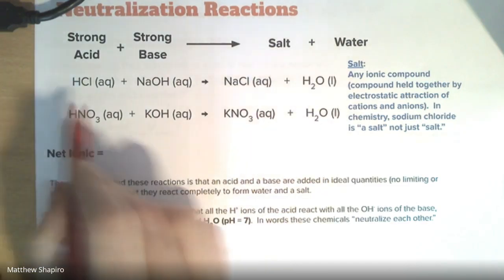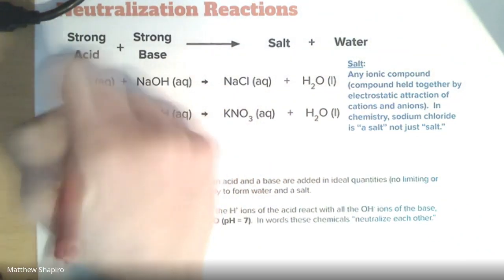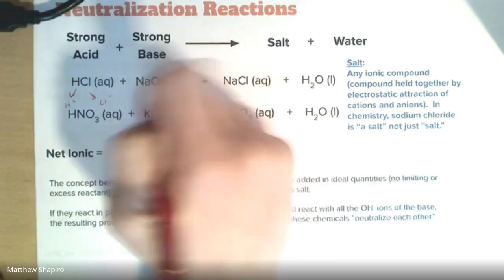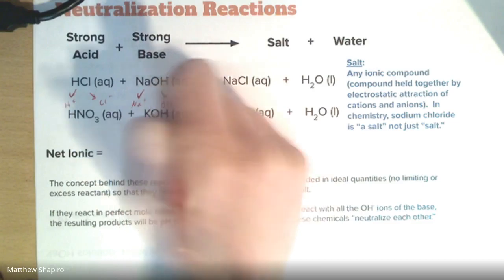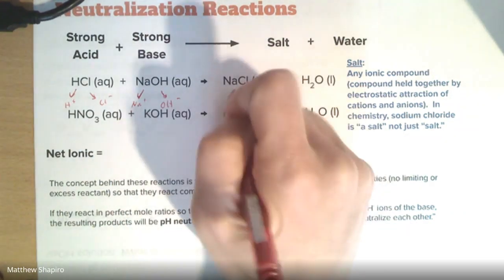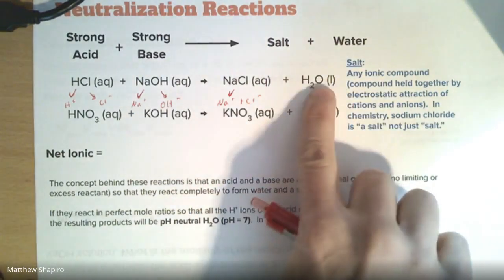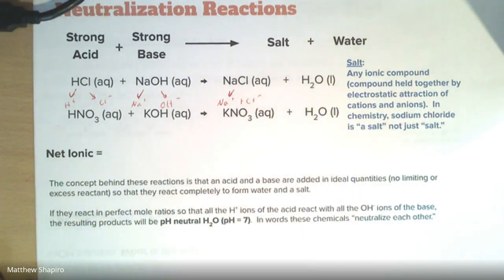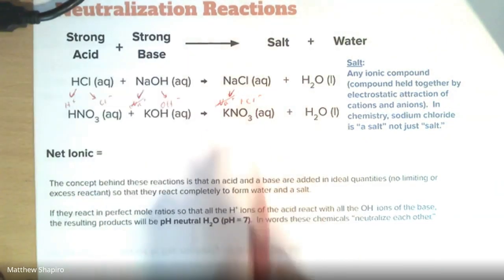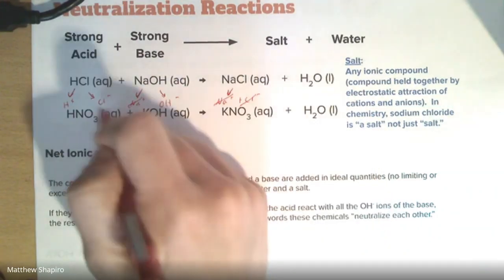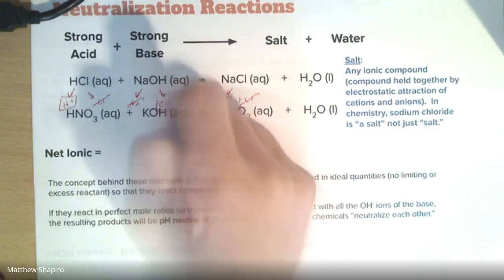So on this side, we have hydrochloric acid and sodium hydroxide. Remember, this is a strong acid, so it's going to fully dissociate. This is a strong base, so this is going to fully dissociate. This is aqueous, meaning it is dissociated and doesn't form a precipitate. And this is liquid water, so we don't break that apart. So now if we look at what has changed, we have sodium ions on both sides. We have chloride ions on both sides. So what's left? We have an acidic proton, a basic hydroxide, and we have water.